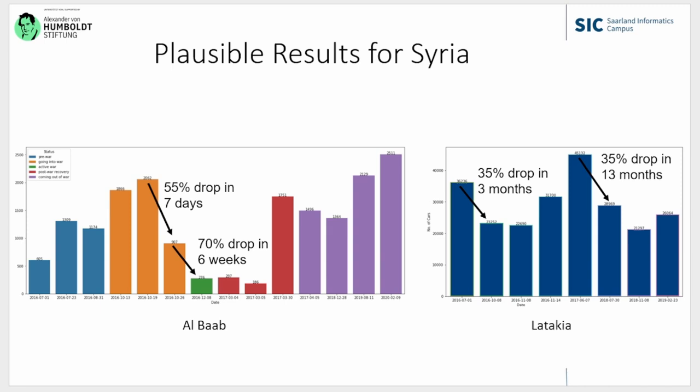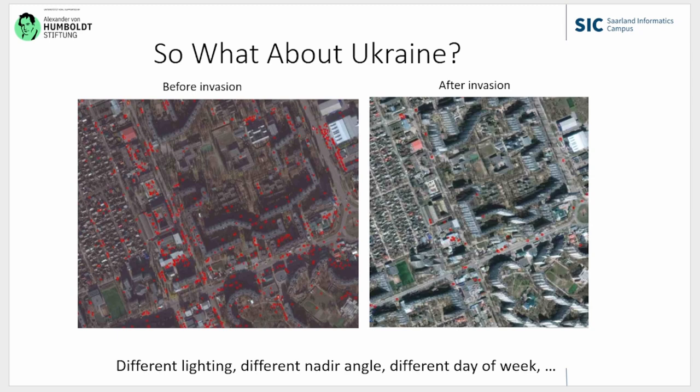Here you have two pictures of Kherson before and after the invasion, where you can visually see there are certainly fewer cars being detected. But these pictures also differ in many ways: the lighting is different, the shadow length, the nadir angle, whether the satellite is right overhead or not. There might be different times of day or week. Maybe people are at home or in the office or parking underground. From two pictures alone it's hard to say, but at least it gives something plausible. In Kherson, the number of cars goes down. So let's drill a bit deeper into what the issues are.